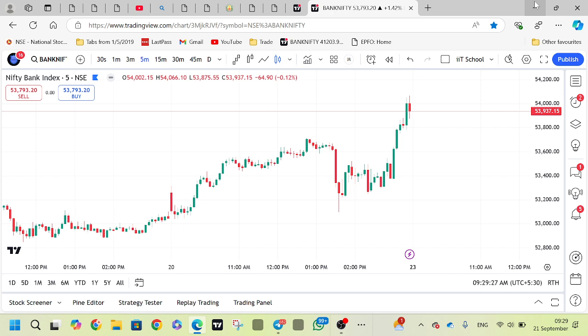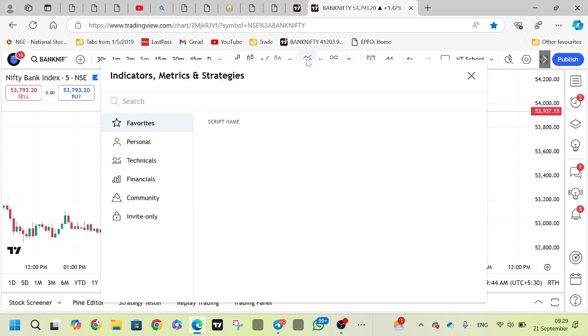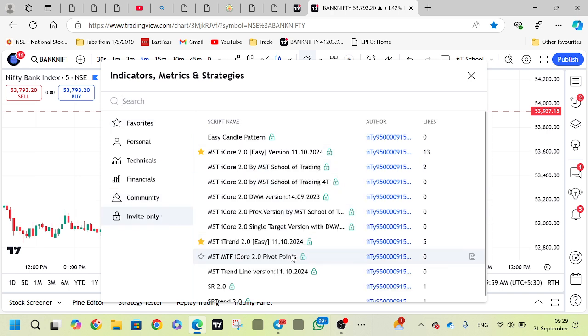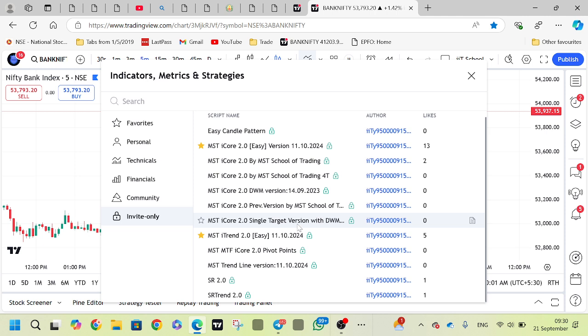Now, post your subscription, our indicator will be added to your TradingView account. How to access it? Go to the indicator options. Here I am just keeping my cursor on it. This is the place where the indicators will be available. Just give a click on it. After that you will find 5 to 6 options here: favorites, personal, technicals, financial, community and invite only. Here you directly come down to invite only. There you will find our indicator has been added to your account.